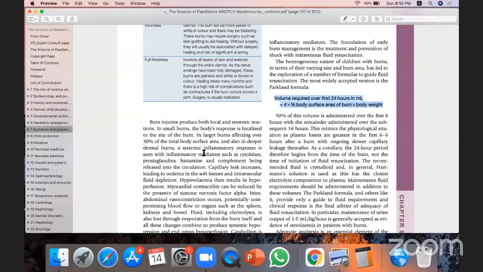If the burn is more than 30%, it is called a larger burn, and there is release of systemic inflammatory response. These systemic inflammatory mediators like cytokine, prostaglandin, histamine actually cause capillary leak, and the child goes into shock more rapidly. That's why we give broad spectrum antibiotic in burn. Also, the cause of death may be myocardial ischemia, necrosis of the myocardial cells. So there are multiple causes of death in burn.